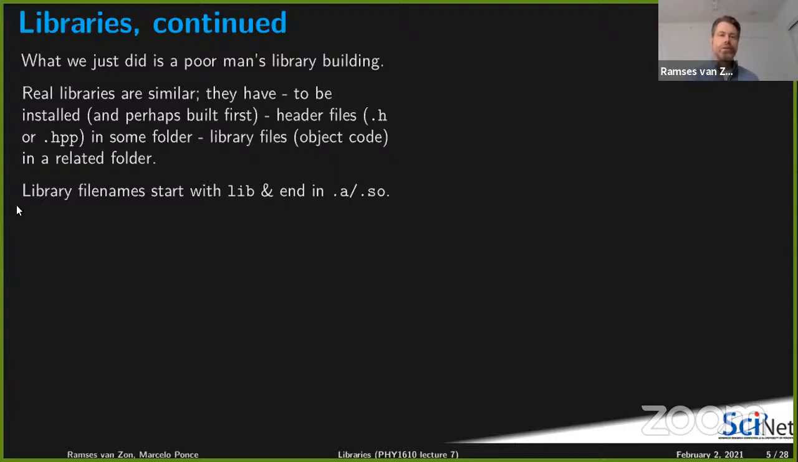Now, for Unix libraries, the object code files are not called .o if they're libraries. They end in either .a or .so. The difference is in how the linking happens behind the scenes, but it's not so important for our current discussion. They also tend to start with lib, so you can kind of see that something is a library file because it starts with lib and it ends with .a or .so.